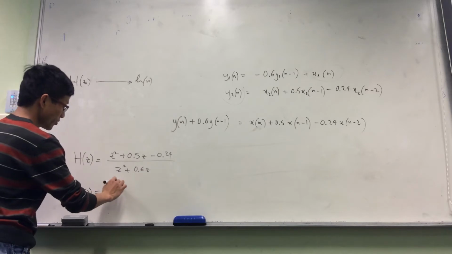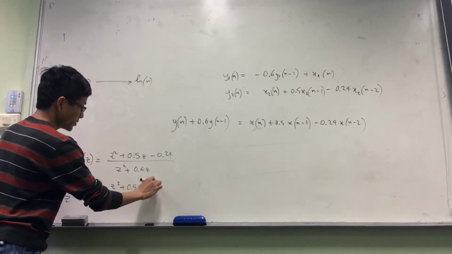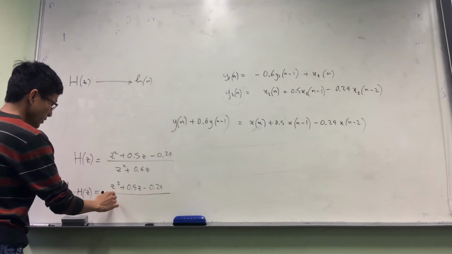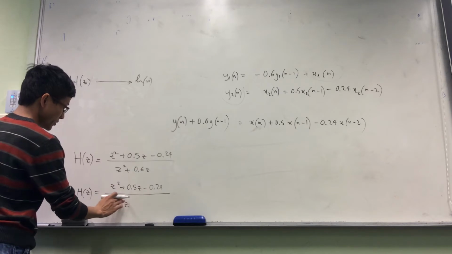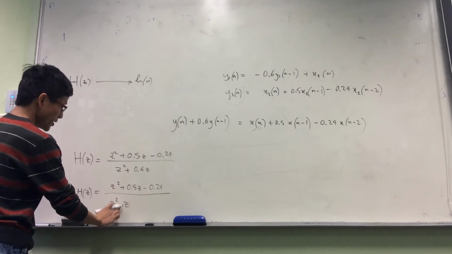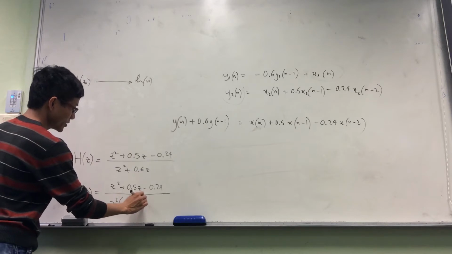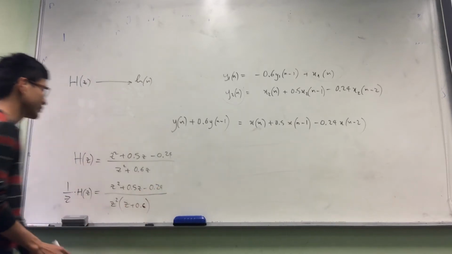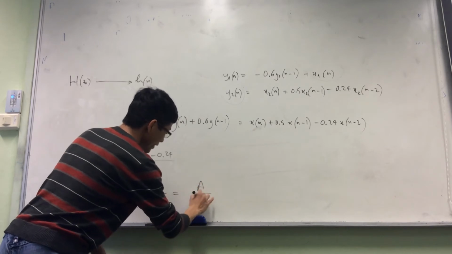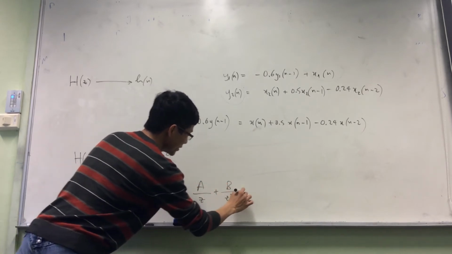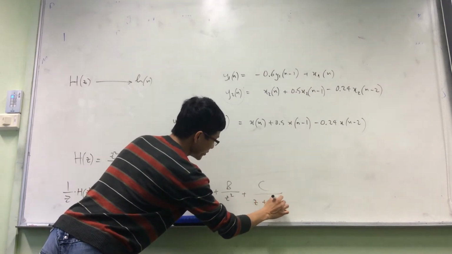Right, so you got z squared plus 0.5z minus 0.24 over z. You can split this one, so you get z squared and z plus 0.6. Then we're going to do partial fraction of this one: A over z plus B over z squared plus C over z plus 0.6.